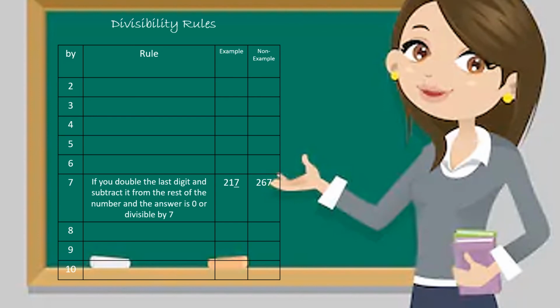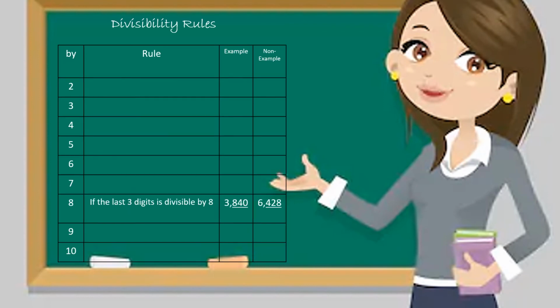That is 7. Tama? So, 7 is divisible by 7. So, yes, 217 is divisible by 7. Okay? Unlike dun sa katabi niya na 267, ang dulo niya is 7, tama? But when you double that, that is 14. Now, kung i-minus natin yung 14 dun sa natirang number na 26, ang sagot niya is 12, right? And 12 is not divisible by 7, so 267 is not divisible by 7.